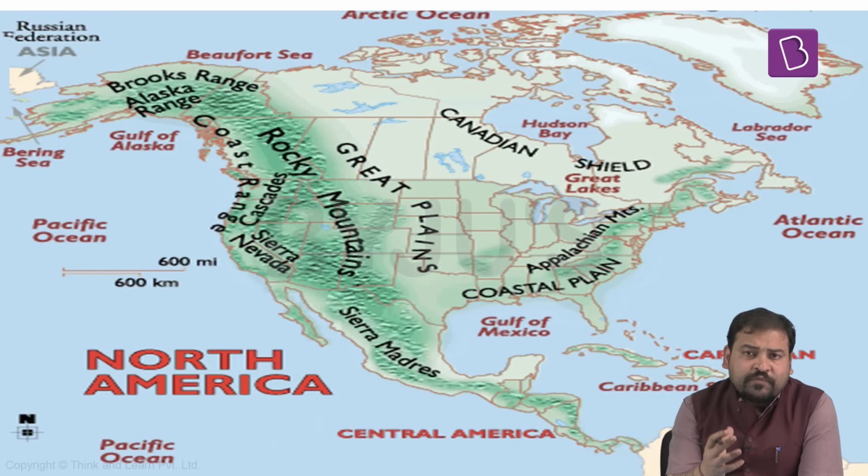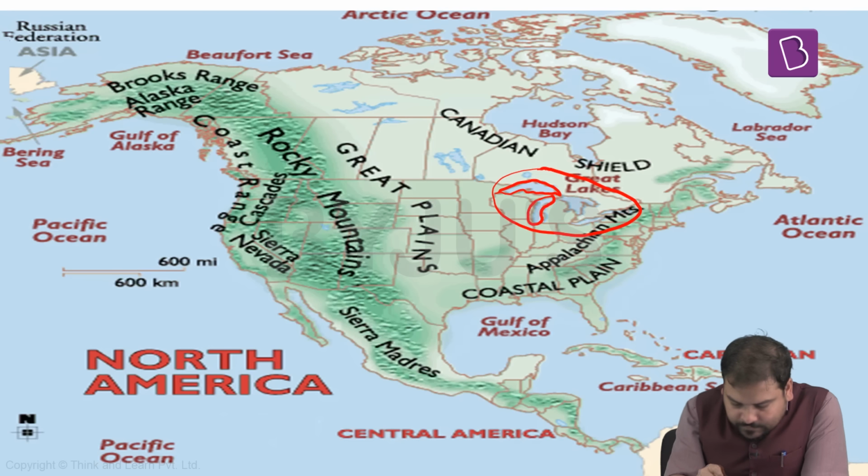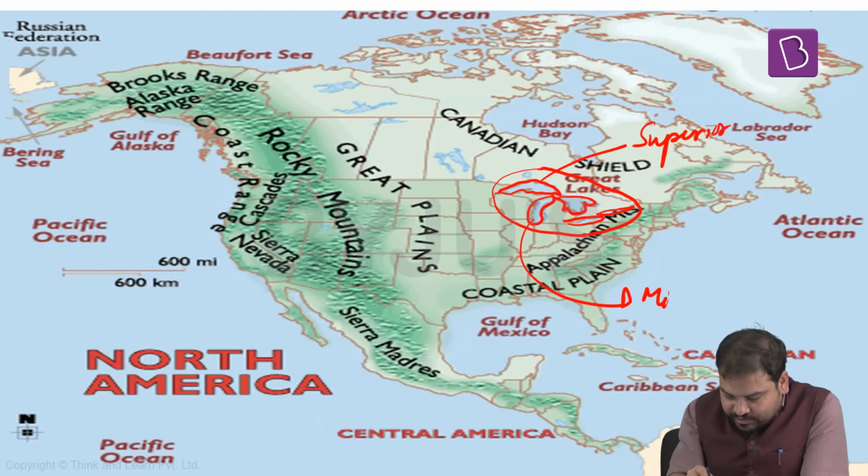Let us start talking about the physical features of North America. And here I will start with the Great Lakes. You can see here, there are 5 lakes. The first lake is this one. The second is this. The third is this one. The fourth is this. And the fifth is this. The 5 lakes are: this is Lake Superior. This is Lake Michigan. This third one is Lake Huron. The fourth one is Erie. And the last one is Ontario.